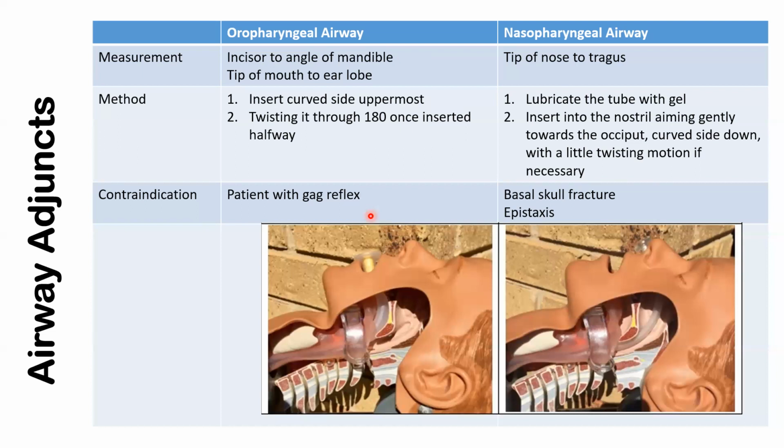Yes. So when choosing an OPA, the measurement can be done in two ways. One is bone to bone. It will sit at the front of the teeth, so we measure from the incisor to the angle of the mandible. This is just the correct size for this mannequin.